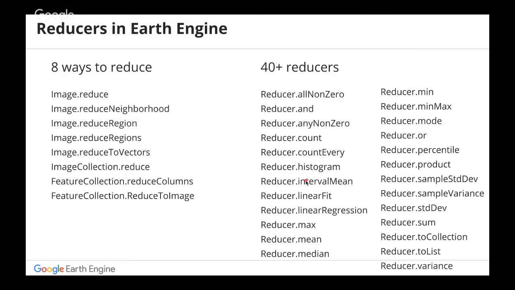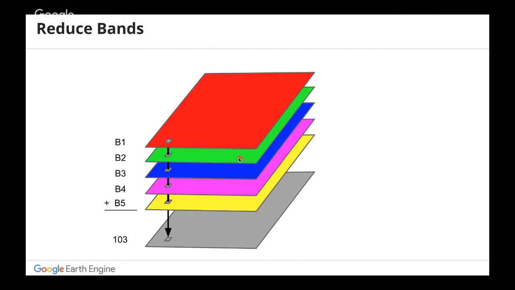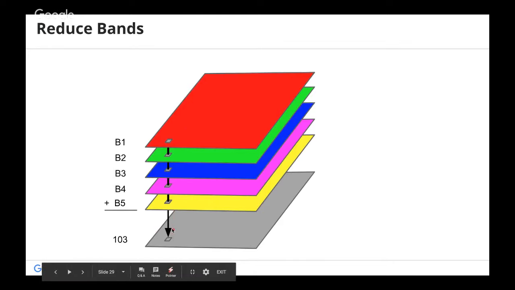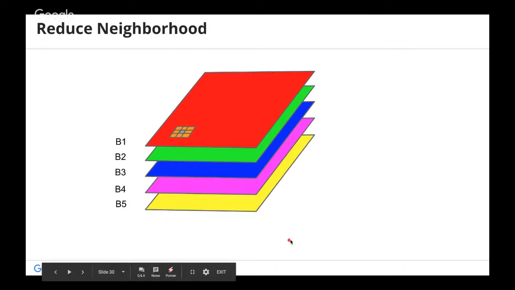There are lots and lots and lots of reducers in Earth Engine, and you just have to see the docs to know what these are. I'll show you where those docs are in a second, but there are lots and lots of reducers. Think of a reducer as just a statistic type. So you can reduce the bands of an image. So this is a spectral reduction. For example, you could take the sum of bands, and if you have many bands, you get one band out. So you're reducing the number of bands here.